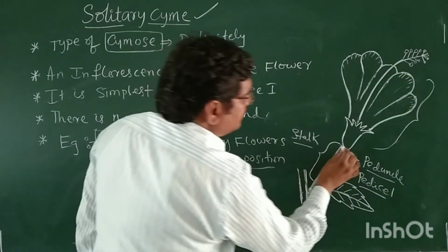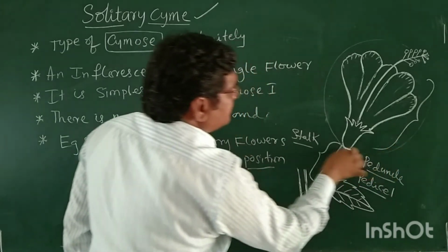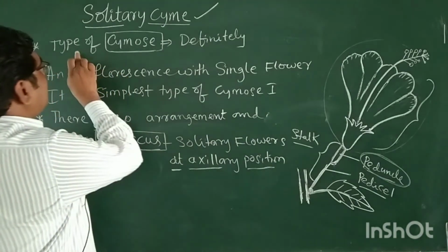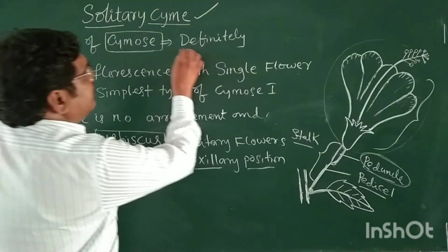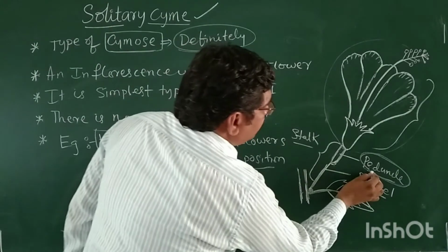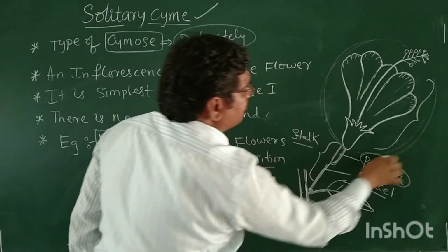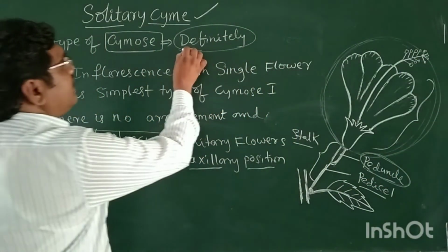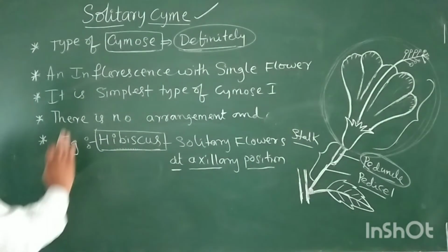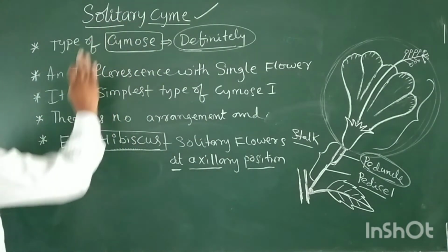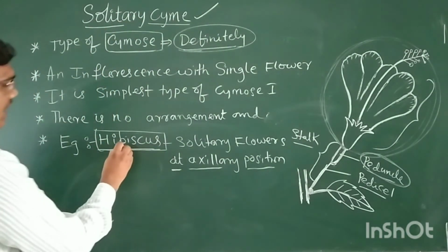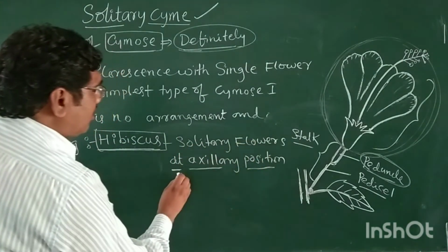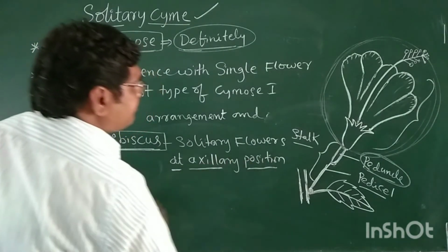So this entire inflorescence is a single flower on the peduncle. Here, what is the growth of the peduncle? Definite means the peduncle terminates with a flower. Okay? So this is the solitary cyme. Solitary cyme example is the hibiscus. In hibiscus, solitary flowers are at the axillary position.